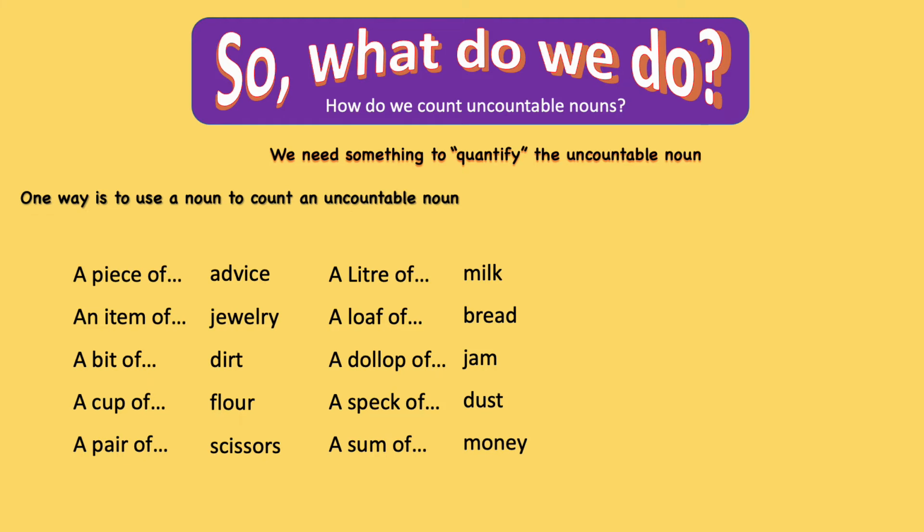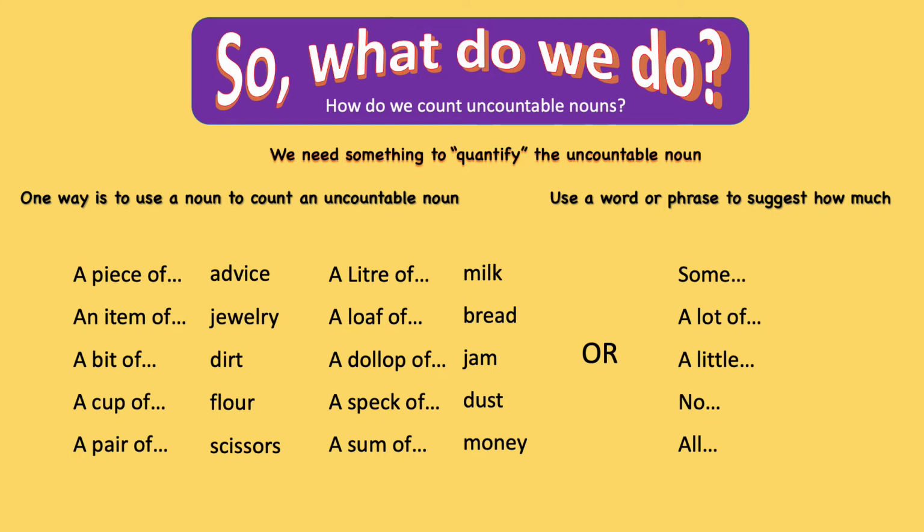One thing about money, you can count coins and notes, $1, $2, but money is different. It is uncountable. Or use a word or phrase to suggest how much. For example, some water, a lot of traffic, a little soup, no news, and it's all juice, no water.